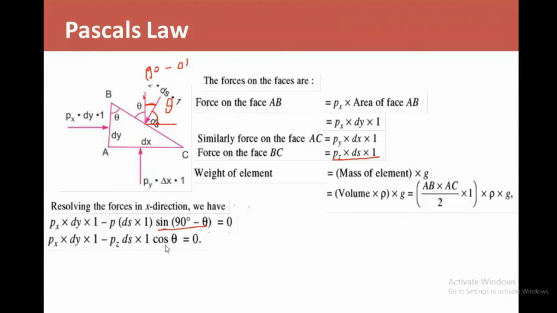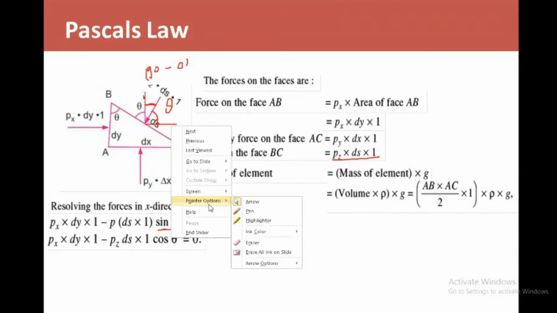After that we will do one thing. Here we will take this triangle ABC.